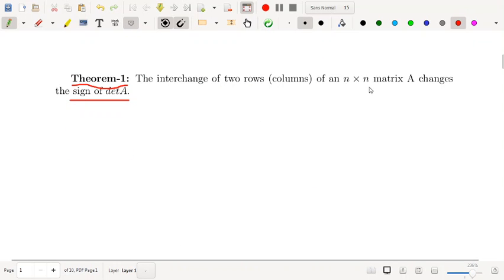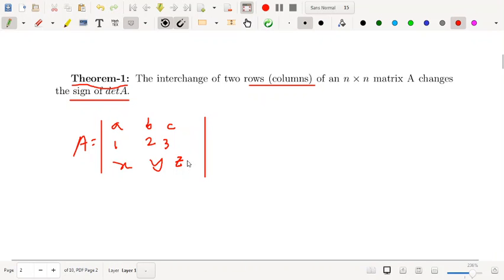Now, first one, interchanging of 2 rows or columns will give a change of sign of the determinant. So, I am explaining this one. Suppose you have a determinant A that is equal to, suppose A, B, C, 1, 2, 3, and suppose X, Y, Z. So, this is a 3 cross 3 determinant. Okay, let me write this properly so that you can understand. I am randomly selecting the elements, all are real numbers. So, this is the determinant.